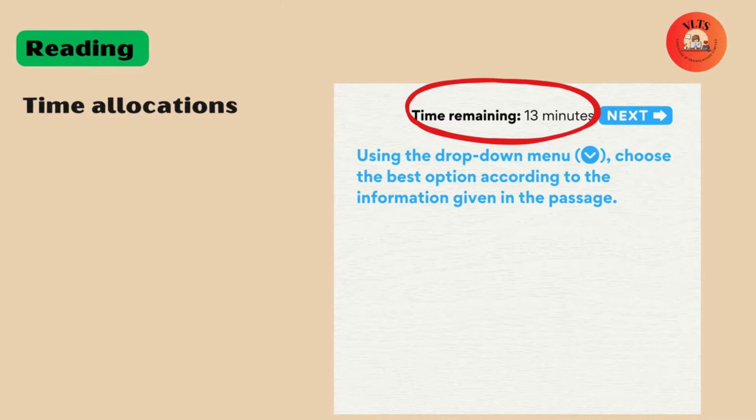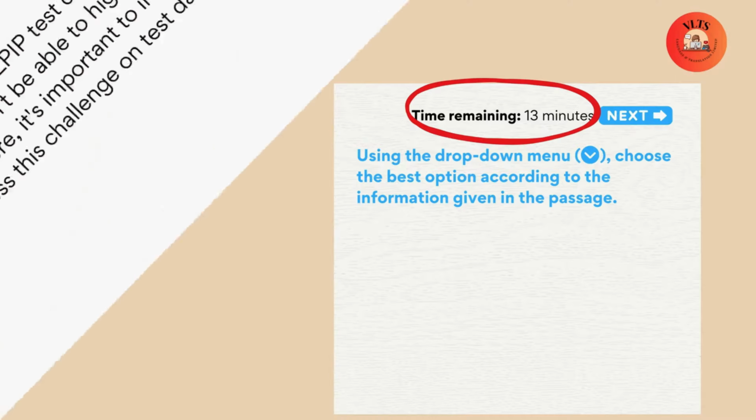Time allocation. Each part of the reading section is allocated its own specific time. You'll find a countdown timer in the top right corner near the next button. This means you don't need to worry about keeping track of time separately on your watch.